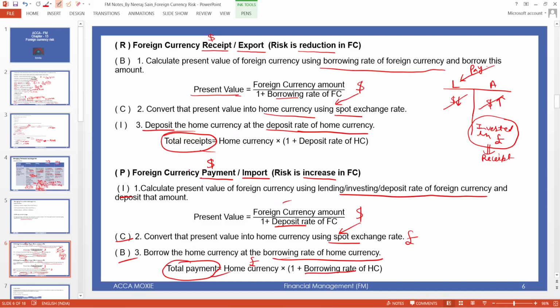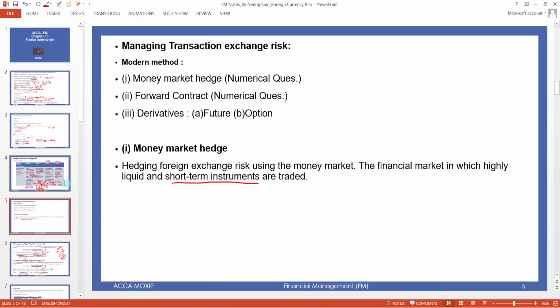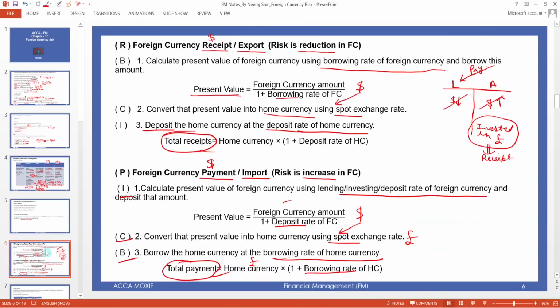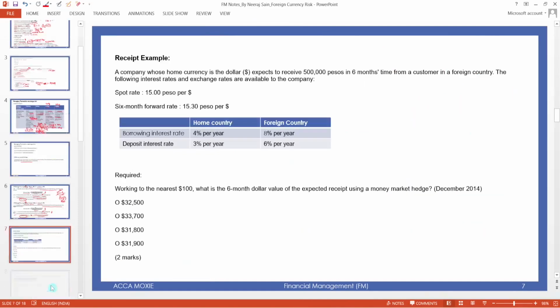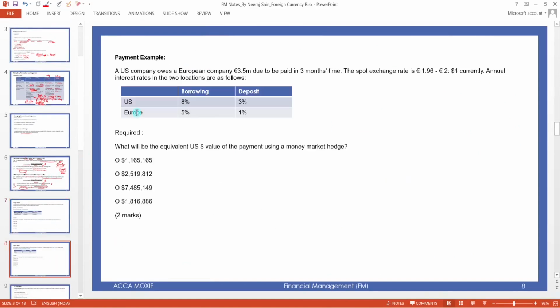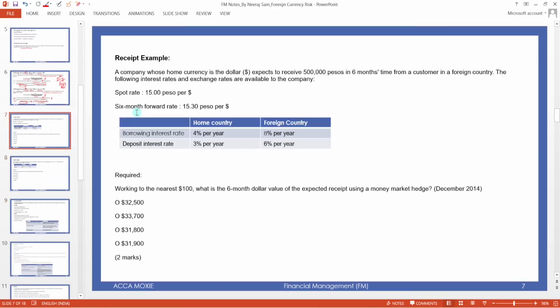The next one is a question on receipt, and the next one is for payment. So let's do this receipt question.